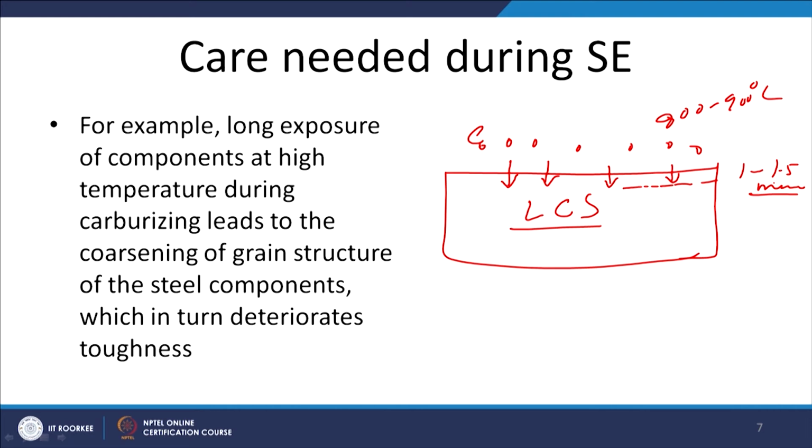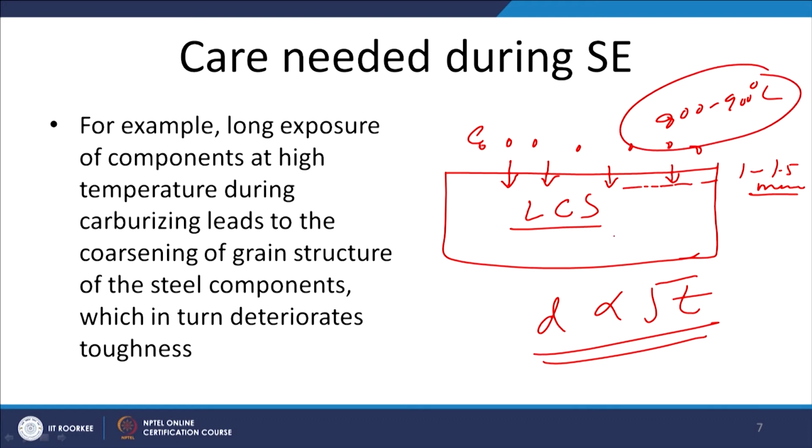Since carburizing takes a longer time to get the required diffusion, the depth of diffusion is found proportional to the square root of the time. So, if a greater depth is required, it will take greater time. Higher temperature exposure of the steel for a longer period can lead to grain coarsening, and grain coarsening can lead to loss of toughness of the steel component. That is why proper care is required when surface engineering techniques are applied, to avoid any adverse effect on the bulk material properties.